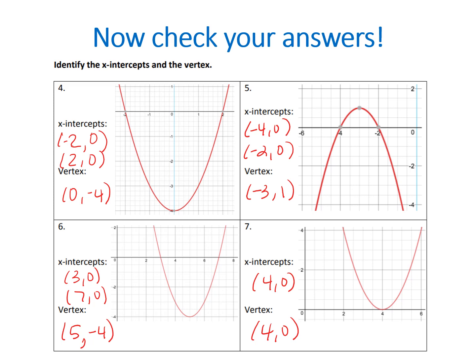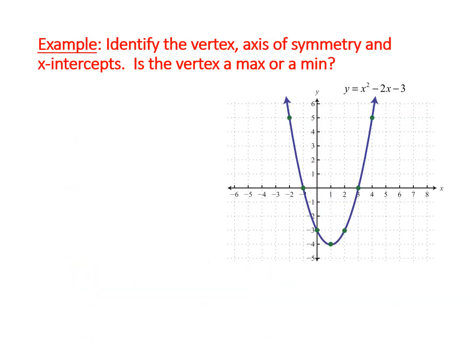Moving on. So here we have a larger picture that will be a little bit easier for me to go through the information with you. It asks us to identify the vertex, the axis of symmetry, and the x-intercepts. And then it wants to know, is the vertex a maximum or a minimum? So you probably will be fine with the vertex, finding its coordinates, the x-intercepts, and deciding if it's a max or min. The axis of symmetry is the new part.